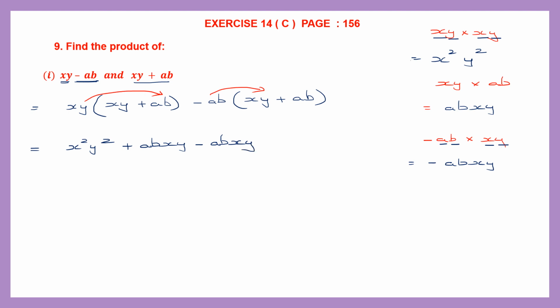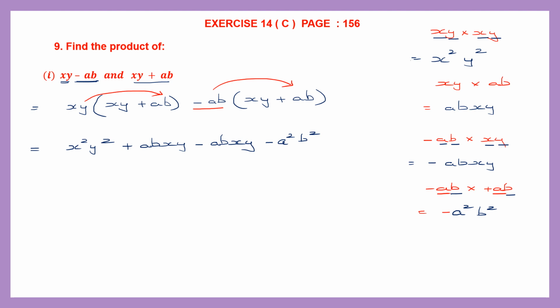So this is over. Now let's multiply minus ab, that is this one, into plus ab. So minus ab into plus ab. Minus into plus is minus. a into a is a square. And then we have b into b, which is b square. So we have minus a square b square.